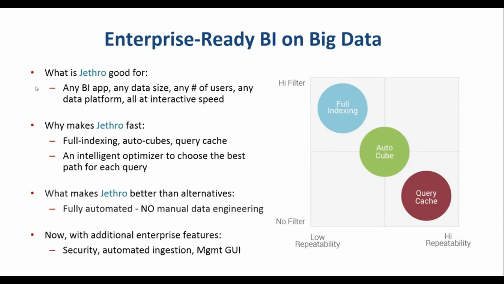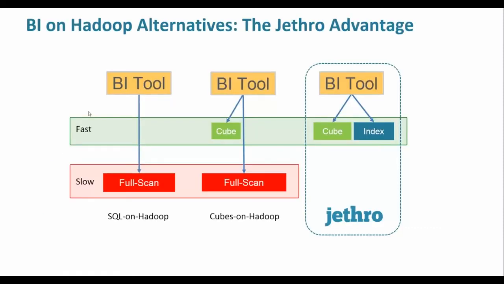So, last slide for me. The way we view Jethro in comparison to other tools and alternatives, we basically think that you have 3 different approaches to making BI work on big data today. The first one is simply to point your BI tools at SQL on Hadoop tools like Impala or Hive or Drill, Presto, and so on. The challenge there is that those tools use a full scan architecture. As a result, pretty much most of your queries will have to go through this process and therefore be fairly slow. A new category of solution is cubes on Hadoop.